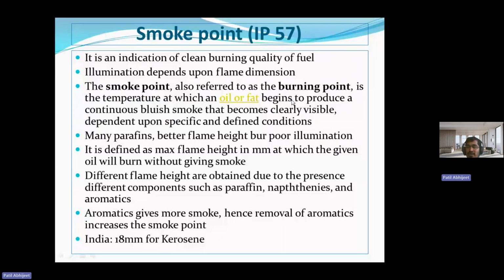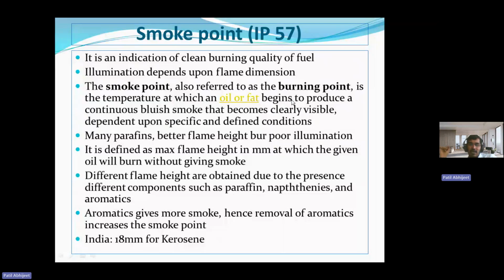Various kinds of aromatics can be used. Aromatics give high smoke, because the removal of aromatics increases the smoke point. As I told, they are going to give the high smokes, and the removal of aromatics increases the smoke point. So that is another important property that we need to measure.